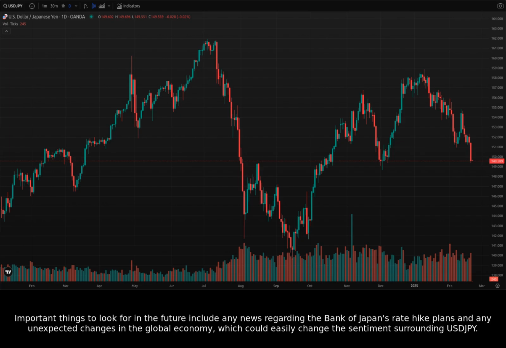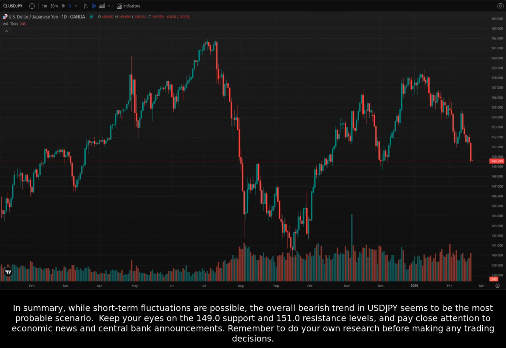Important things to look for in the future include any news regarding the Bank of Japan's rate hike plans and any unexpected changes in the global economy, which could easily change the sentiment surrounding USDJPY. In summary, while short-term fluctuations are possible, the overall bearish trend in USDJPY seems to be the most probable scenario.